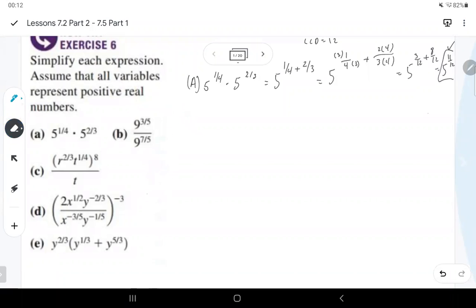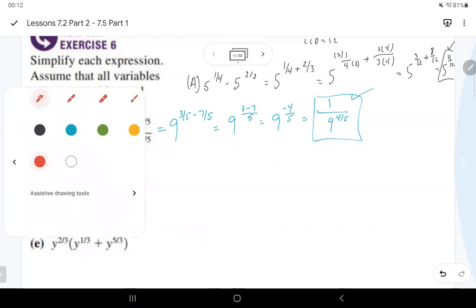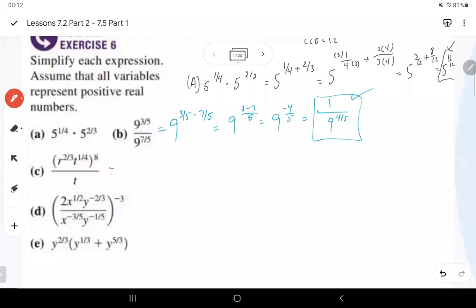Okay. B, I don't even need to write B. I can just do it straight from here. It's a division, so we're going to subtract. We have same bases. So 3/5 minus 7/5. What's nice is that they don't need an LCD. We're already good to go on that. So we're going to do 9 to the 3 minus 7 over 5. So that'll be 9 to the negative 4/5. To make it positive, we want to do 1 over 9 to the 4/5 positive. Remember, we always want to answer in positive exponents as often as humanly possible.